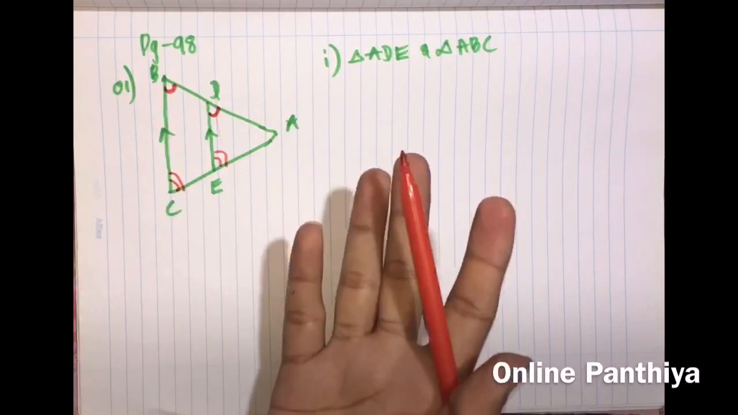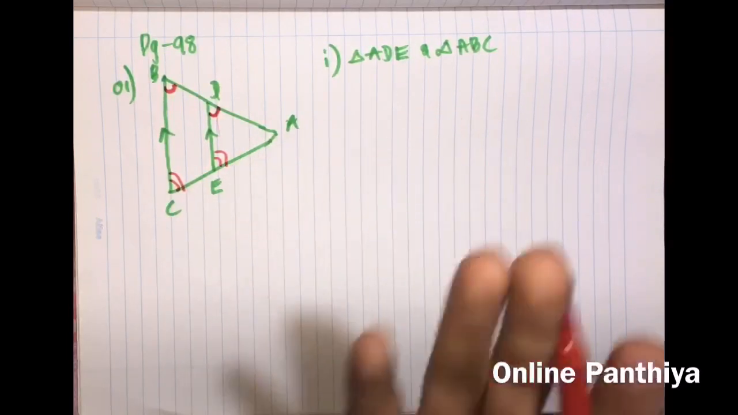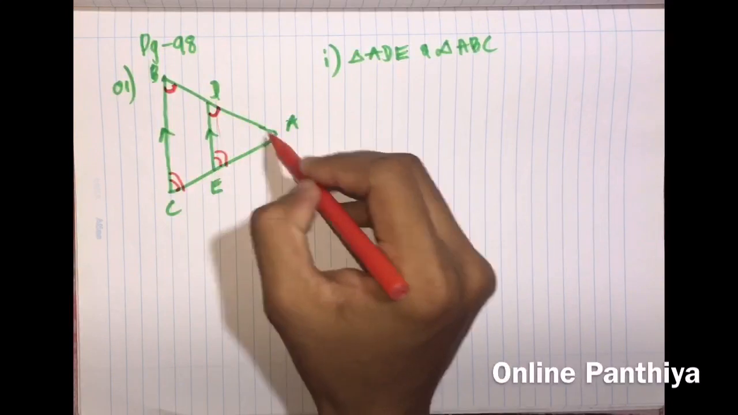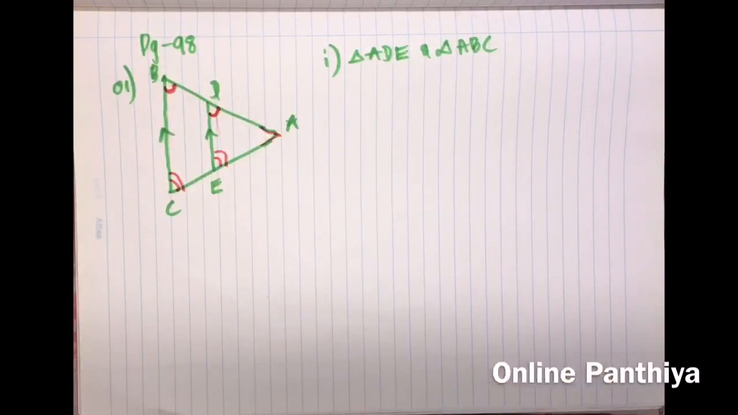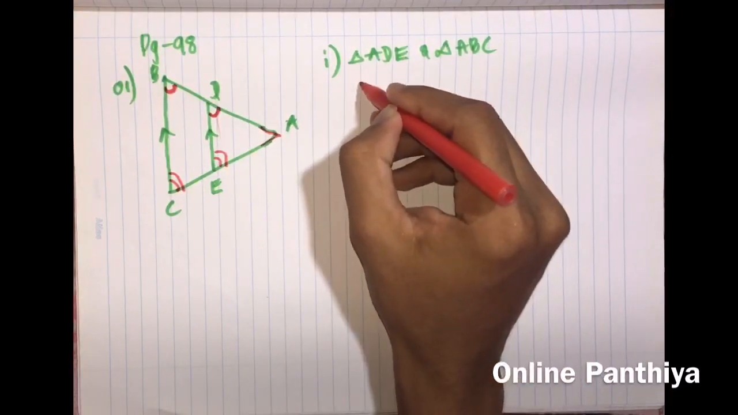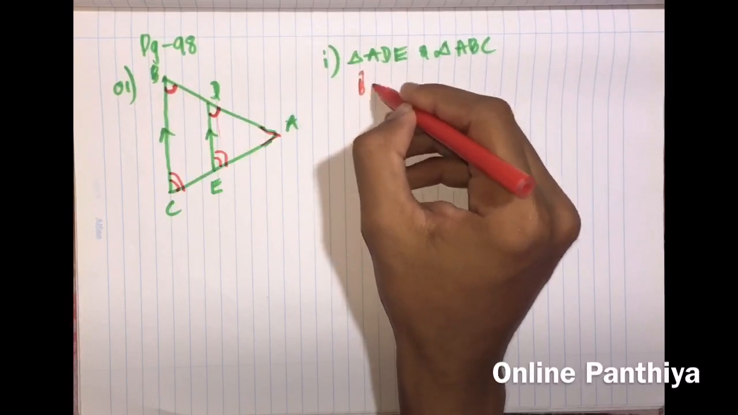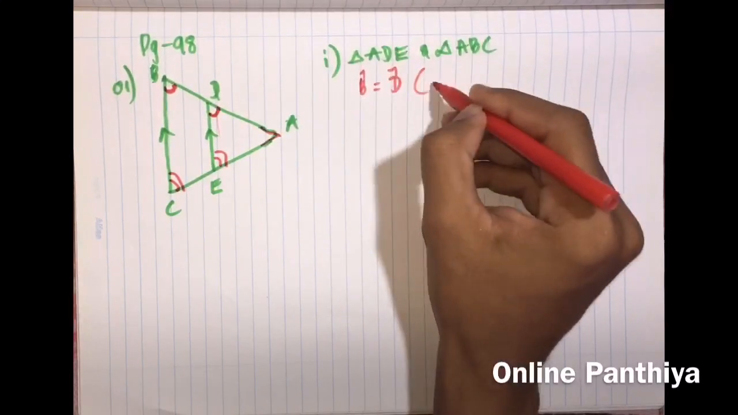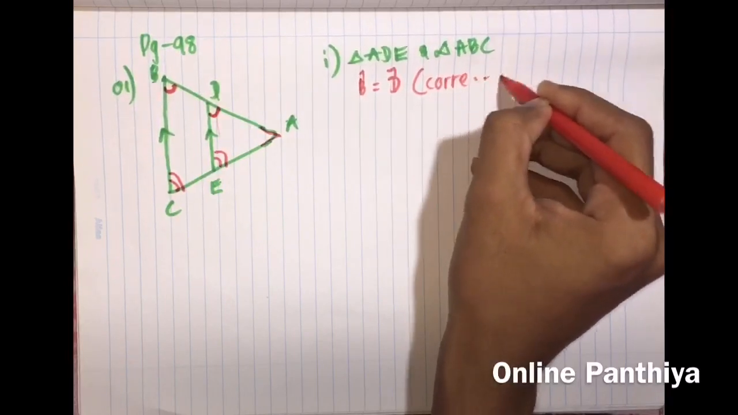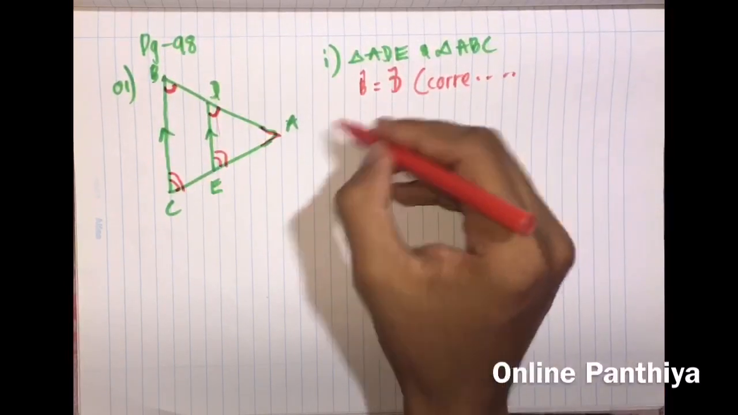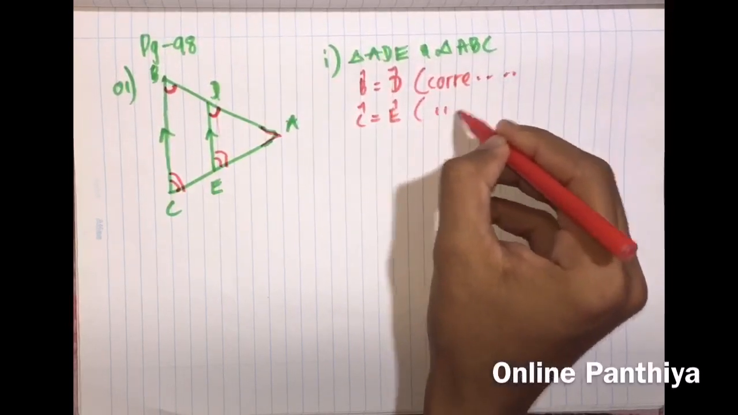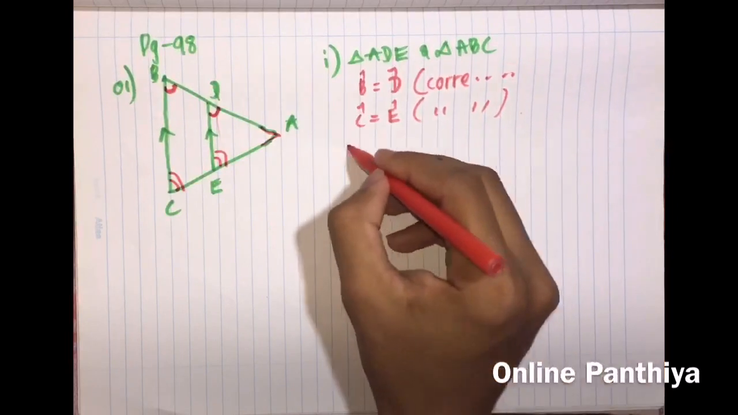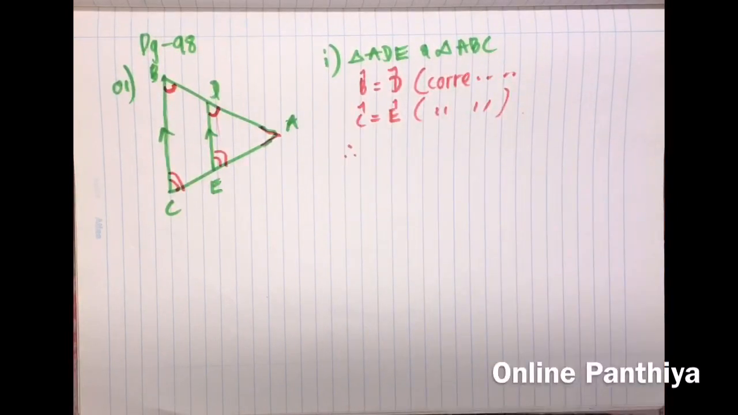Also the third angle is anyway equal. Or you can say, consider the smaller triangle and the larger triangle. Both these triangles have A as the common angle, therefore it should be equal. Therefore you can write in words and write the reason also. Angle B is equal to angle D. The reason is corresponding angles. And also angle C is equal to angle E. Here also the same reason. Therefore these two triangles are equiangular.